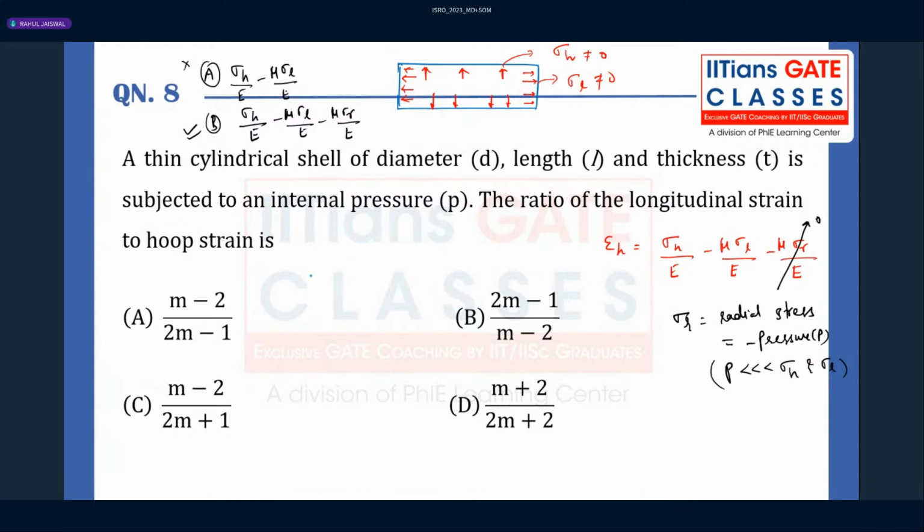Now, coming back to this formula for hoop strain, what can we write? Hoop stress, we know, is PD divided by 2T, where D is nothing but the internal diameter and T is the thickness. Longitudinal stress will be PD divided by 4T. So here when you write PD divided by 2TE minus mu PD divided by 4TE, what is the hoop strain? You can write further.